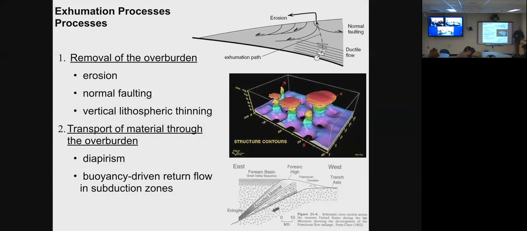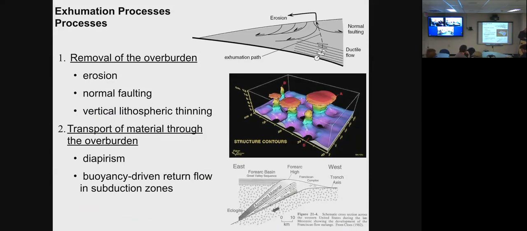Okay. If you want to remove the overburden, you can do this by erosion. That's the simplest thing. Exhumation is operating right now everywhere. There's erosion. We could remove what's on top by normal faulting. Okay? So again, thrusting does not exhume rock. Erosion does. Normal faulting can as well. It removes the hanging wall, exposing the footwall. Okay? Or we could vertically thin the lithosphere. You take a silly putty block and you stretch it, right, the bottom block will become closer and closer to the surface just because you're horizontally stretching. Okay? So horizontal stretching, or vertical lithospheric thinning, can exhume rocks in the process.